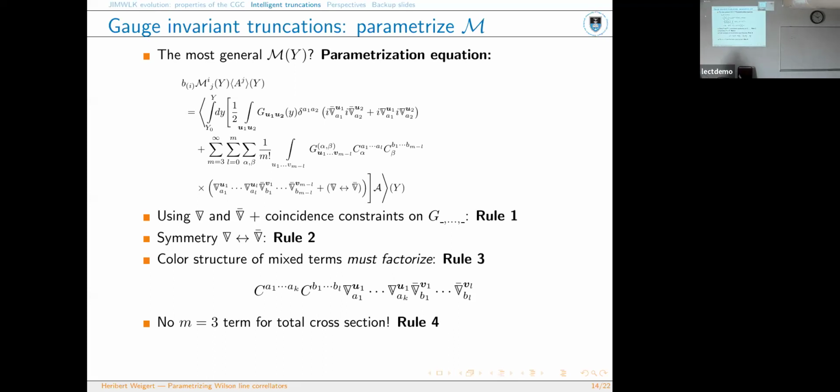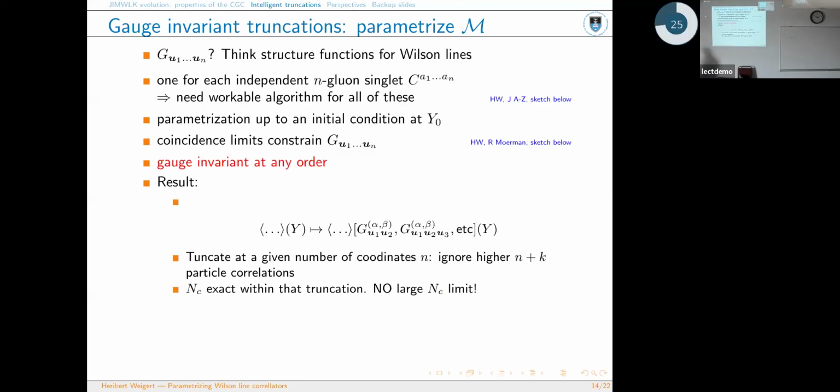That's more of a calculation, I'm just announcing this, no explanation. So how should you think about these? Well, these n-point functions, you should think about them as the equivalent of structure functions, but now for Wilson lines. We will get one for each linearly independent, orthogonal color singlet state for gluons. So these C_A1 to A_N, we can derive by writing down color singlet states for gluons.